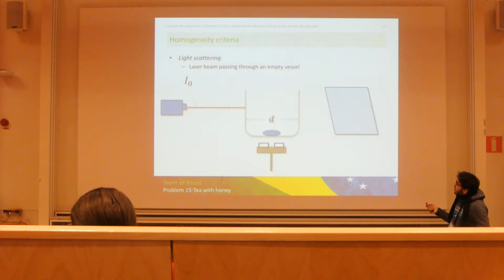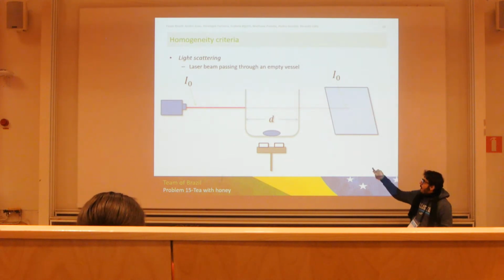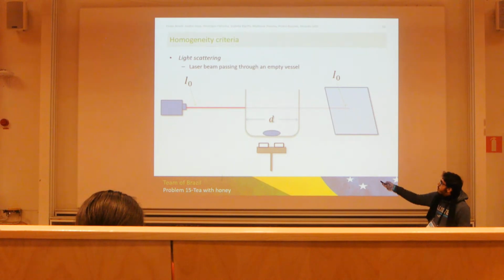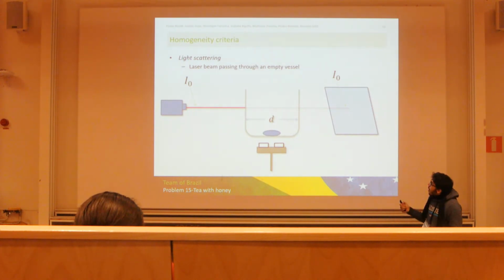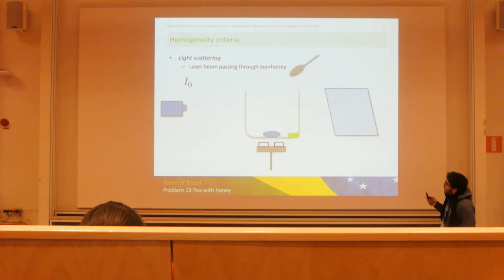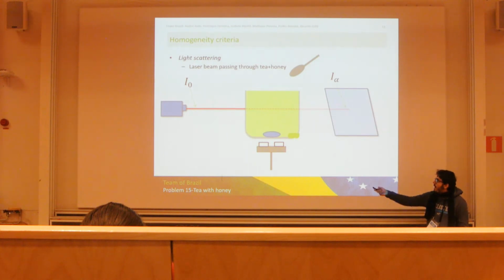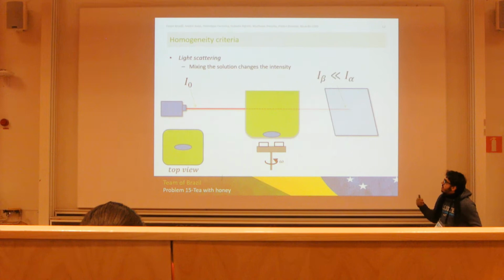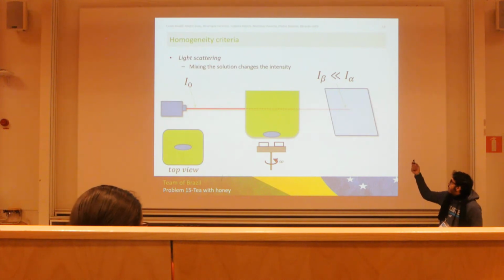So about the homogeneity criteria, we use light scattering theory. Whenever we have a laser beam passing through an empty vessel, for example, we observe that the intensity of light that reaches the other side after it passes a distance d will be the same. When we add honey, we'll see that this intensity of light will change from I0 to I alpha. When we start mixing the solution, you can see that the intensity changes and becomes much smaller than this I alpha. It will be an I beta, for example.